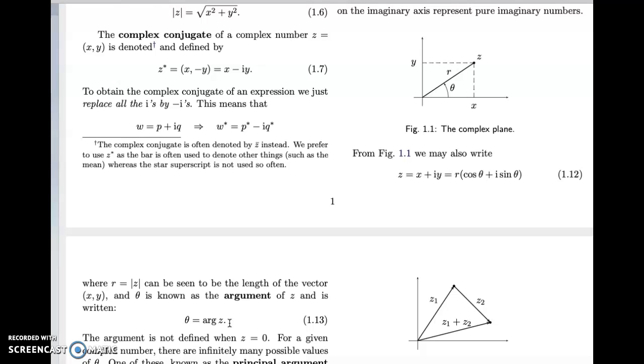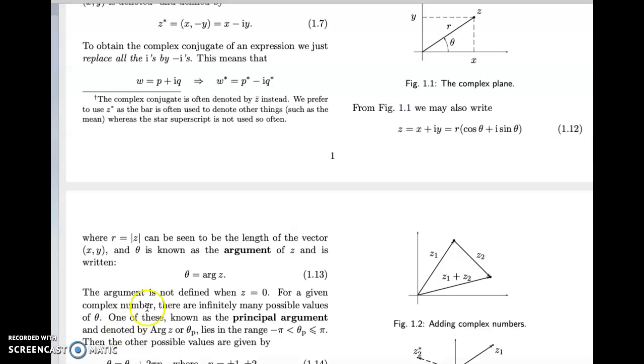Okay, the argument is not defined when z equals 0. Obviously, since it's an angle, there are infinitely many possible values of theta. What do we mean by that? Well, you could have theta in this case look something like 30, or you could add 360 and say it's 390 degrees, and so on. So you can always add 360 degrees, or if you're talking in radians, which is more usual, you can always add or subtract a multiple of 2 pi radians.